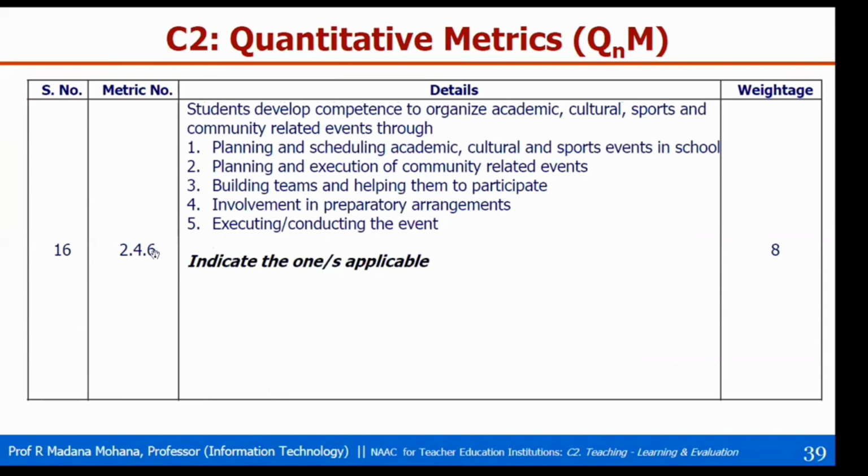Then 2.4.6, this is related to student develop competency to organize academic, cultural, sports and community related events through the following: planning and scheduling activities related to academic, cultural and sports events in school, planning and execution of community related events, building teams and helping them to participate, involvement in preparatory arrangements, executing or conducting the event, which carries 8 points. You can choose whichever applicable.